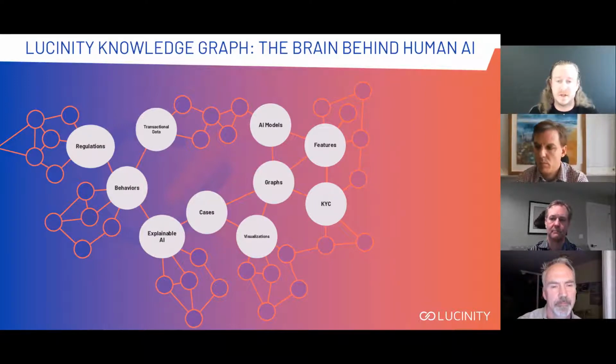So we see graphs as a key future part of Lucinity and generally the future of financial crime detection. And we're very happy to be partnering with Neo4j and going on this mission together to make money good. So I'll hand it back to you, Dave.